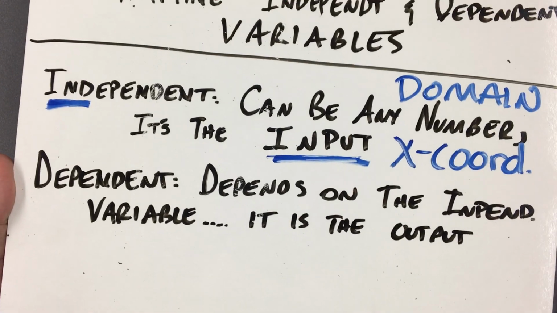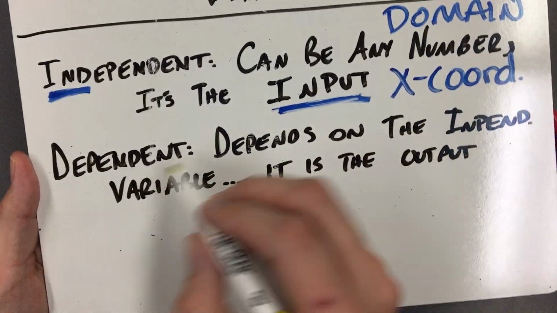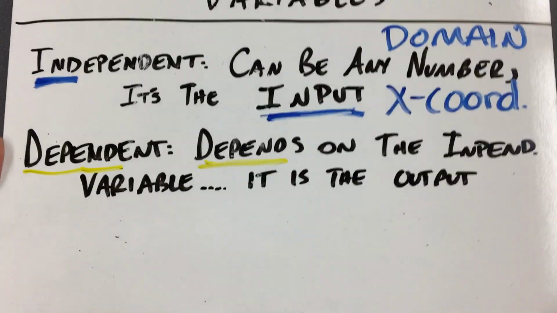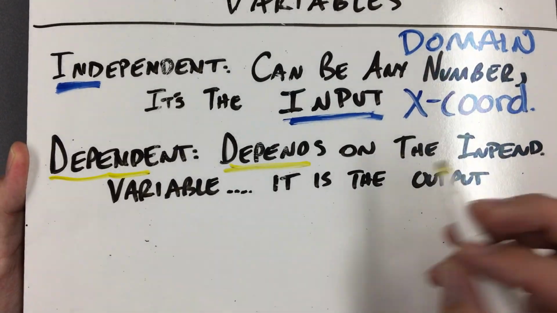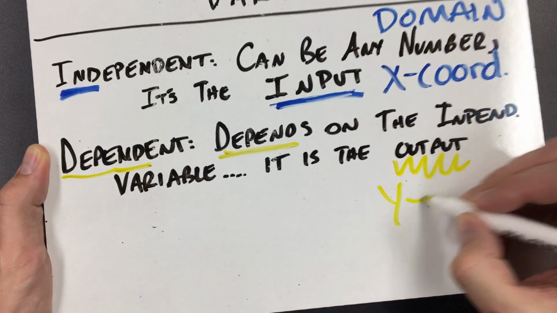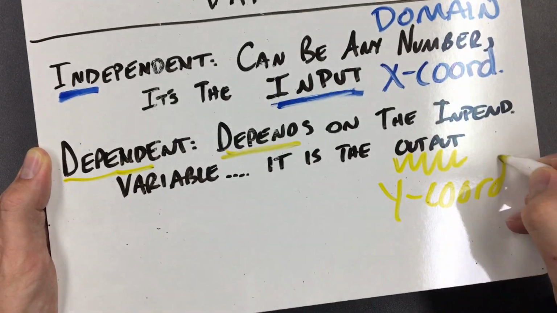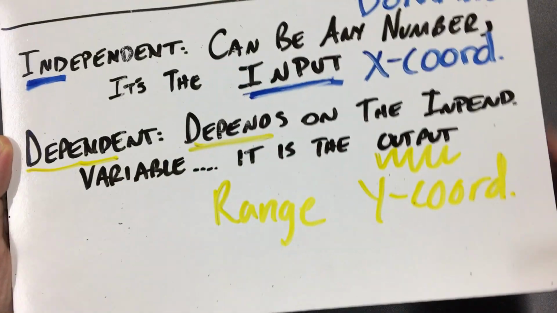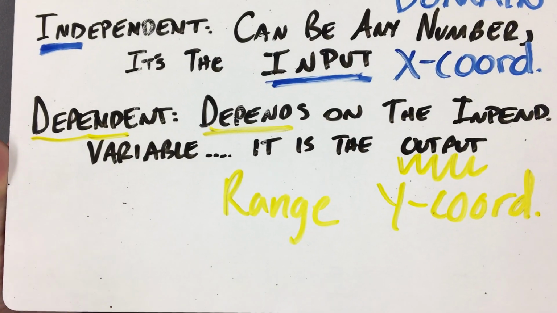The opposite of that is the dependent variable. The dependent variable depends on the independent variable. Some people say that's what you're measuring. It is the output. This is going to be the y-coordinate, usually, if it gives you an ordered pair, right? This is going to be the range. This is going to be your answer whenever you plug something in and work it out.